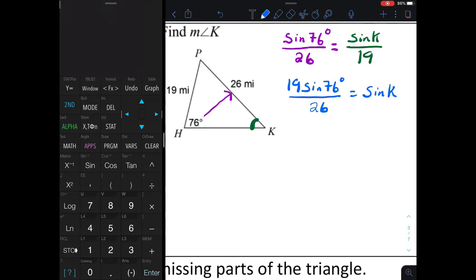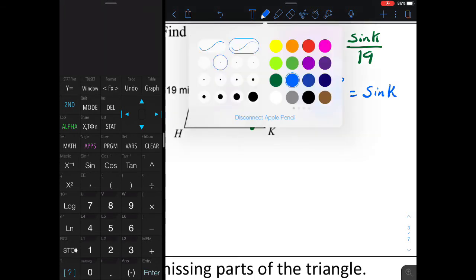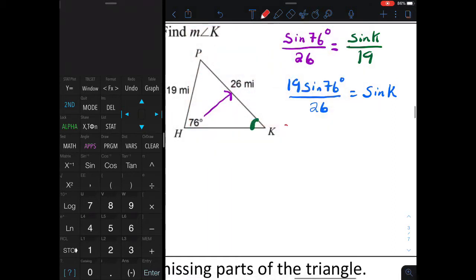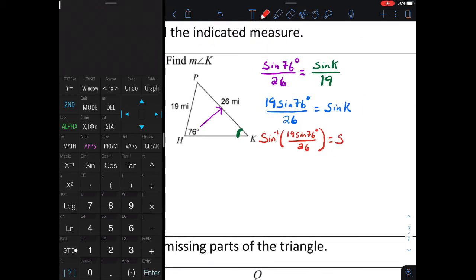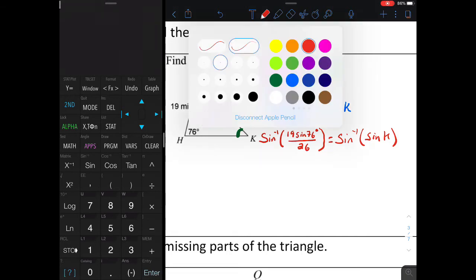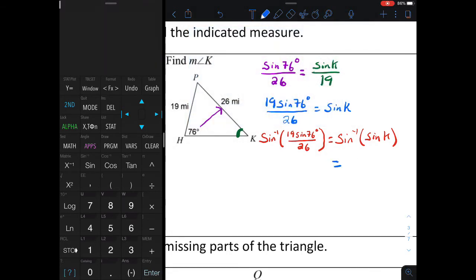And now to get K all by itself, I would need to apply the inverse sine function to both sides. So inverse sine of the left-hand side, 19 times sine of 76 degrees divided by 26, is going to equal inverse sine of sine of K. Now when I apply inverse sine to regular sine, that's going to cancel the sines out, because the inverse function undoes the regular function, leaves you with the angle. So I got K equals.